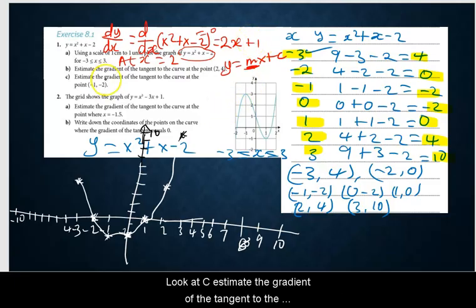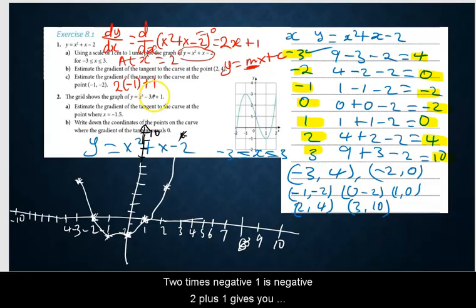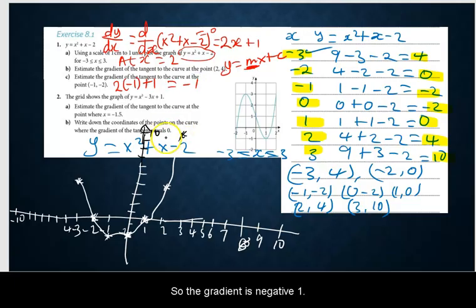Look at C. Estimate the gradient of the tangent to the curve at the point (-1, -1), because -1 is the x value, right? So if we substitute -1 into our differentiation, we got 2x plus 1. So that becomes 2 times -1 plus 1. 2 times -1 is -2 plus 1 becomes -1. So the gradient is -1.